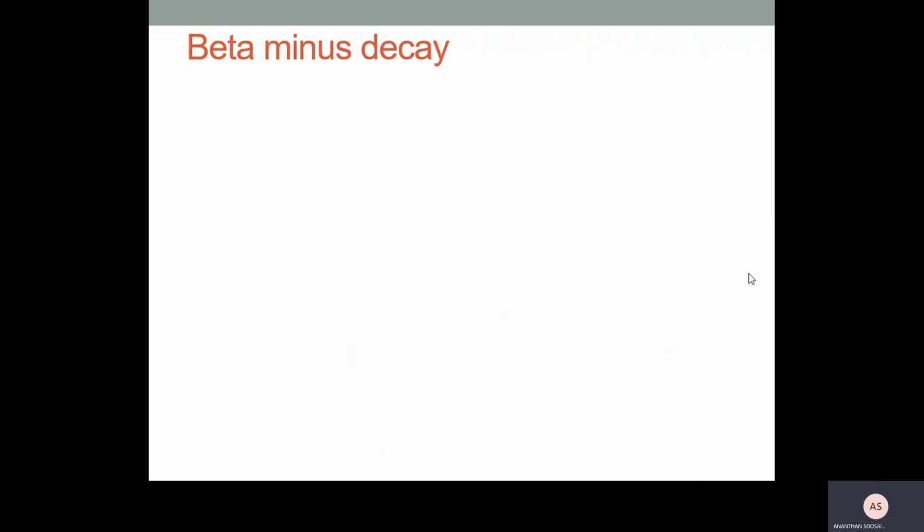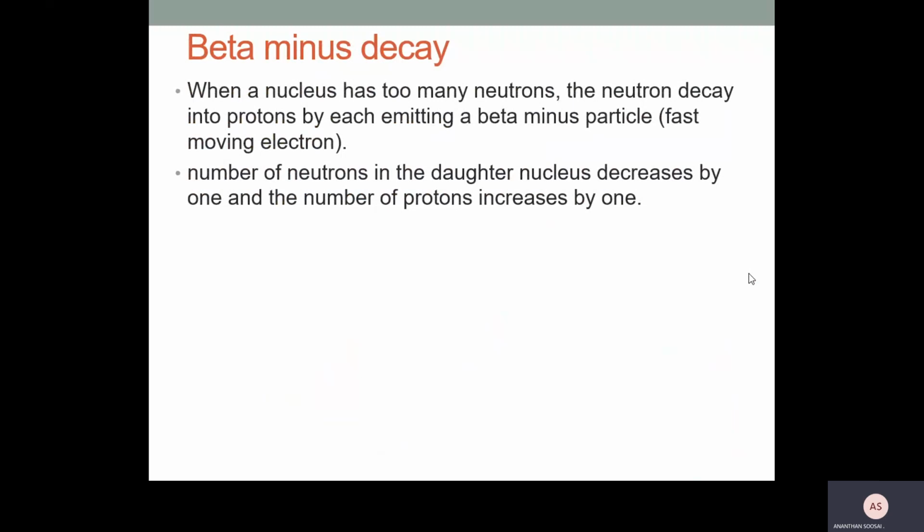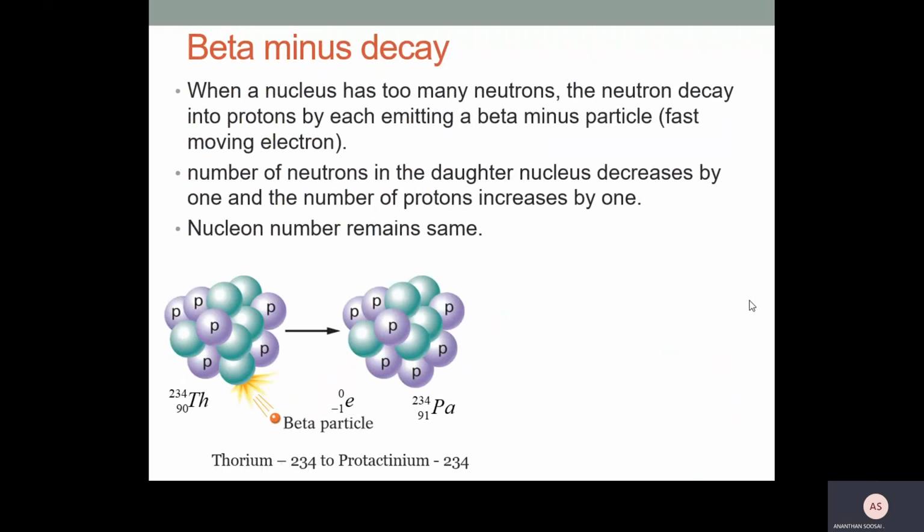So beta minus, when does that happen? Excessive neutrons. With excessive neutrons, beta minus happens. So when the nucleus has too many neutrons, a neutron decays into a proton by emitting a beta minus particle. The number of neutrons in the daughter nucleus decreases by 1, the number of protons increases by 1. Nuclear number remains the same. So you see, thorium becomes protactinium. So what happened? The proton number increased by 1. Nucleon number stays the same. Neutron drops by 1.